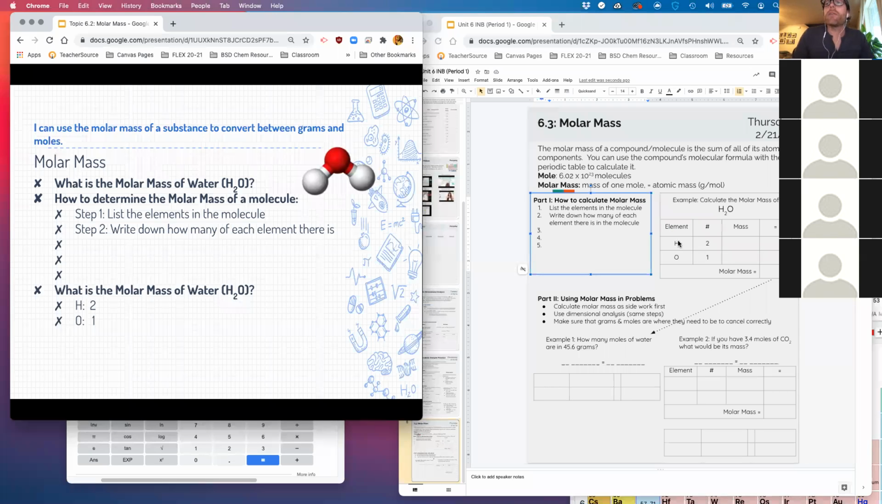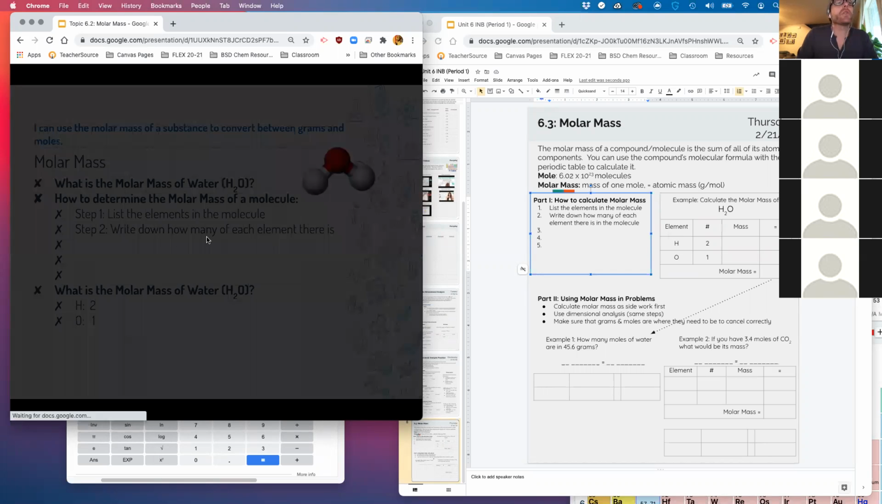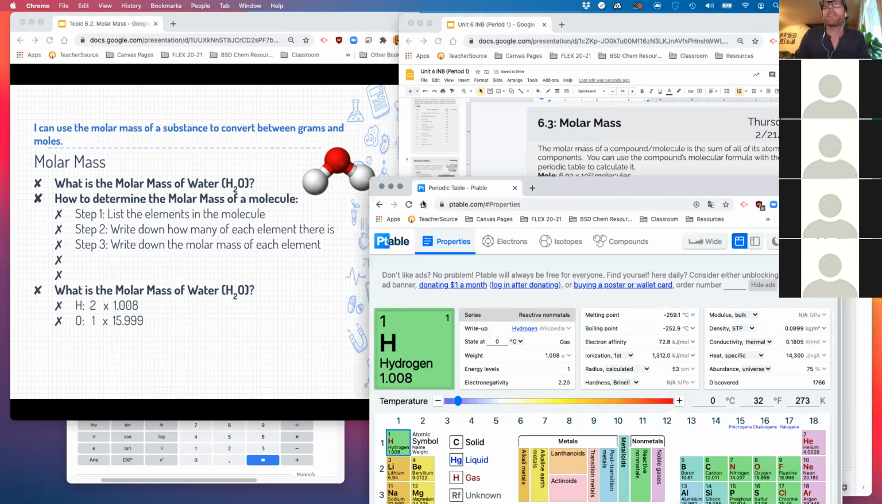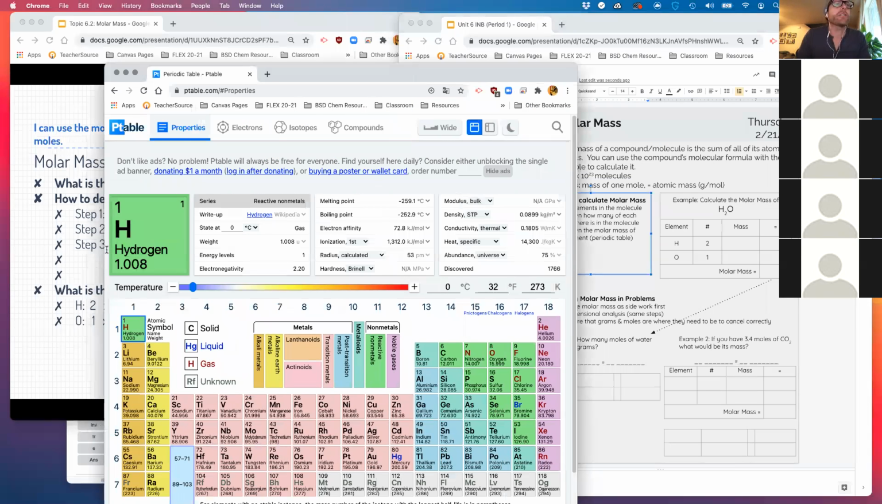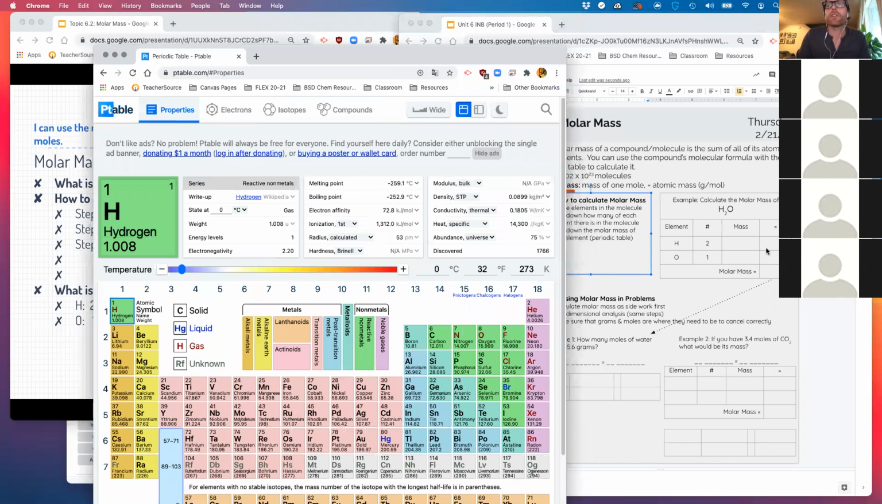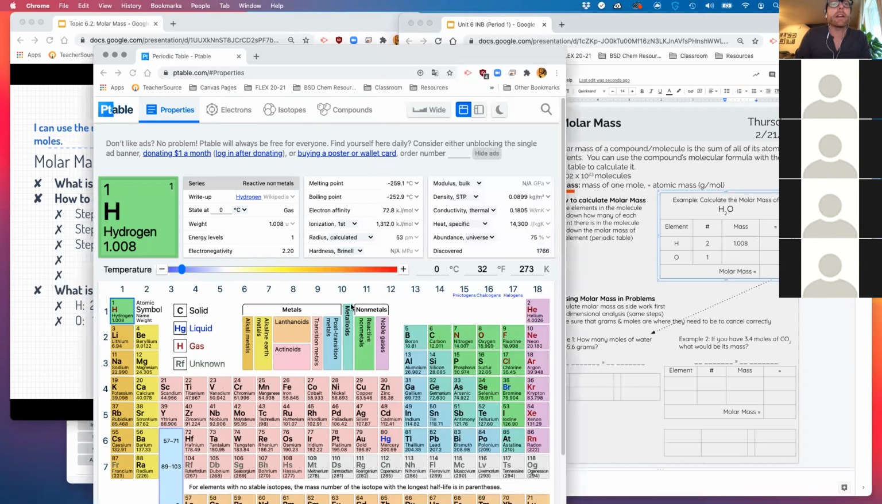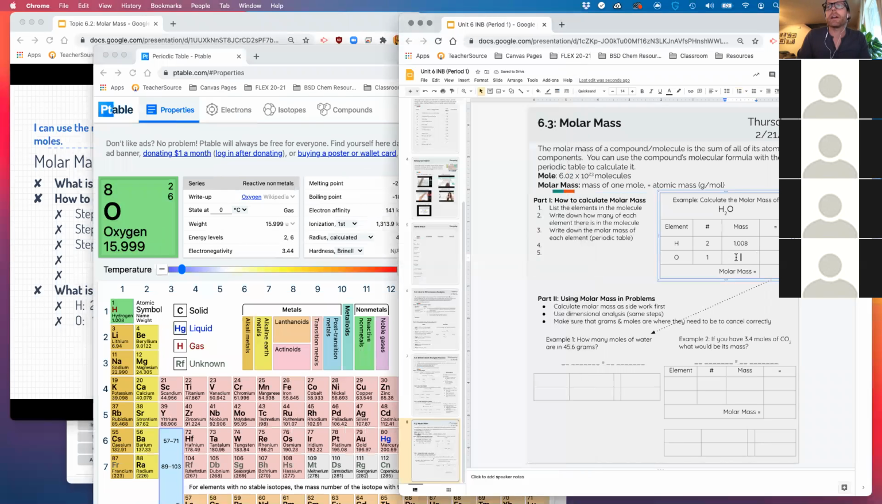So now that we have the elements listed here and how many of each one, what we're going to do is we're going to write down the molar mass of each element. So write down the molar mass of each element. And to do that, you have to use the periodic table. Okay, so I'm going to come over here to my periodic table and I'm going to look for hydrogen. Hydrogen's right here and it's 1.008. So for right here, I'm going to say 1.008. And then I need to find oxygen. Oxygen's right here and it's 15.999.